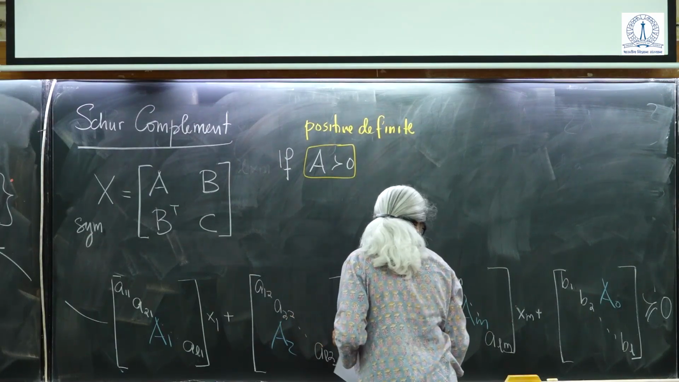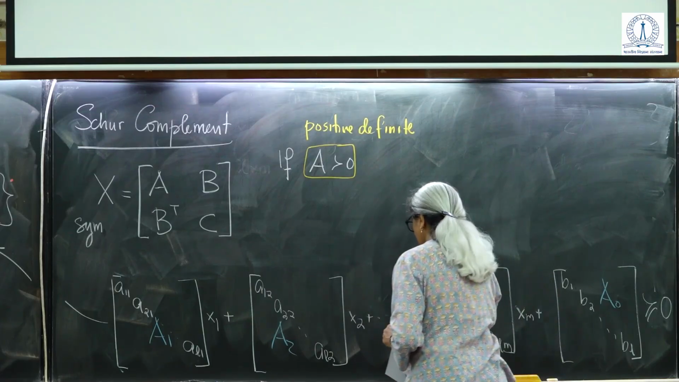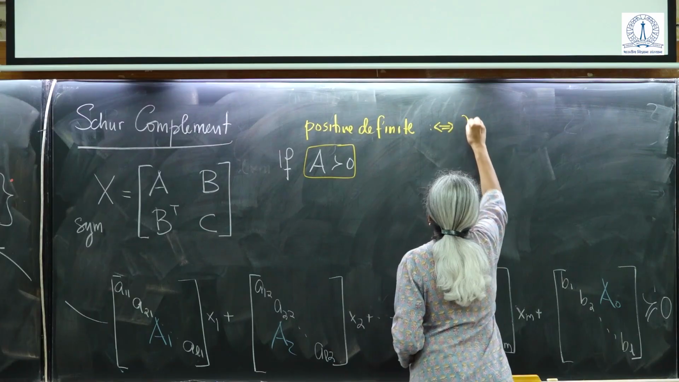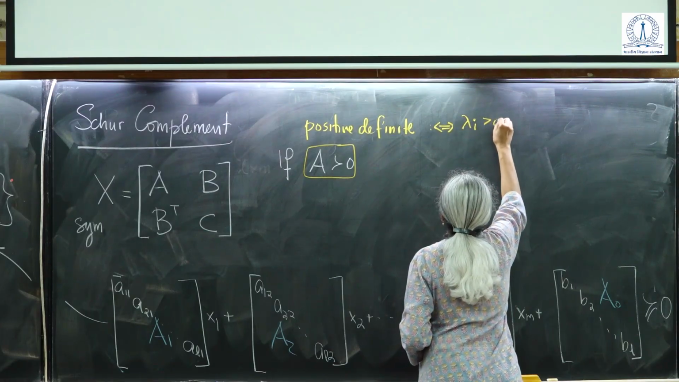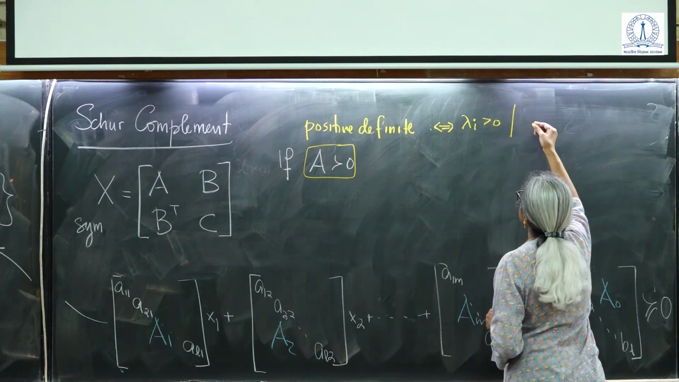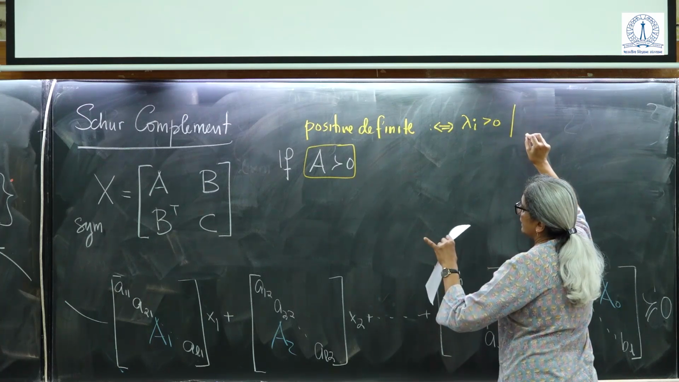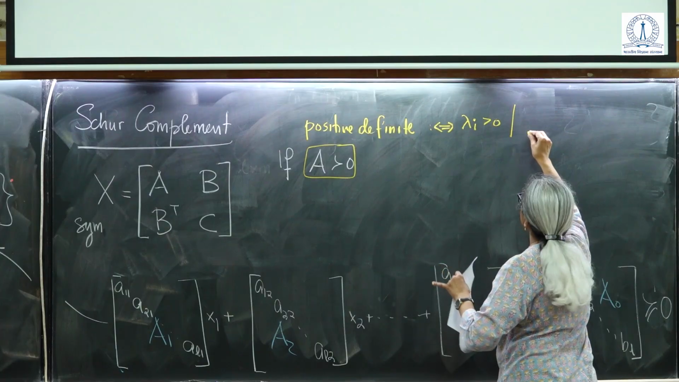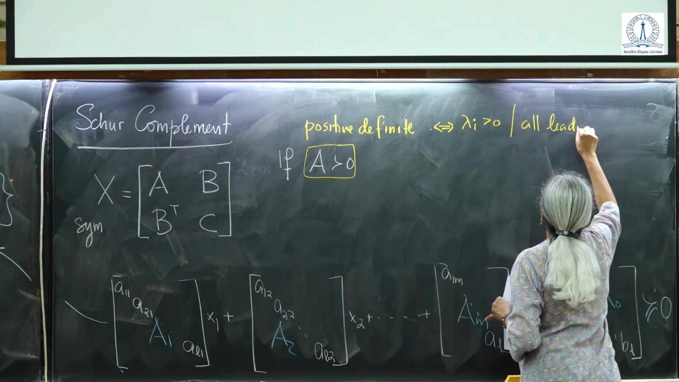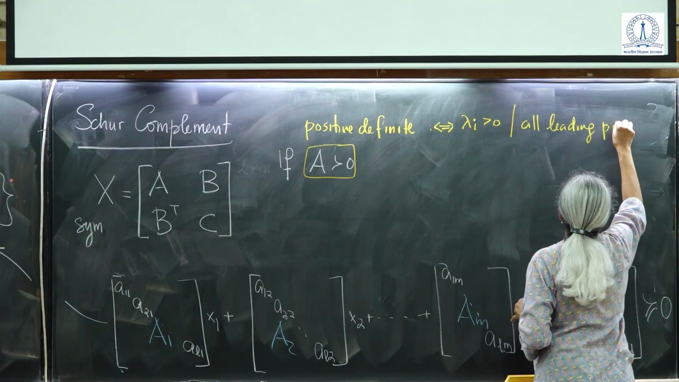So this means, okay, let's talk about this for a second. So this by definition means that all the eigenvalues are strictly positive. That's one definition. Or it means that, let's see what is the best one to use. All leading principal minors are positive.